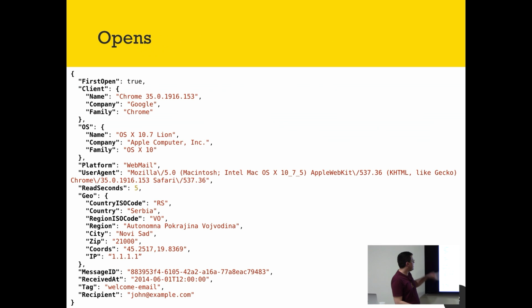So here's the JSON data. This is how we break apart the open information. We give you the platform, whether they opened it on the web, desktop, or mobile. Like I said, we do the read seconds.